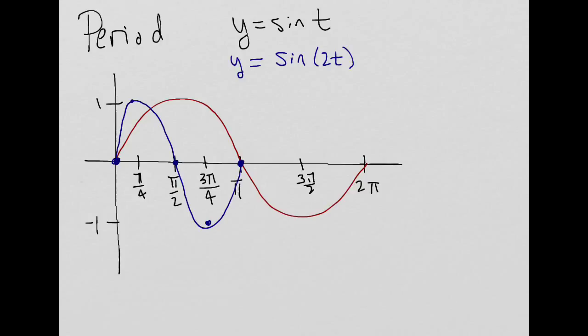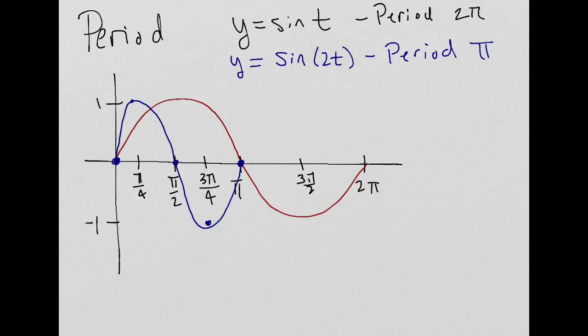And so the period, previously, we started with a period of 2 pi, but after multiplying, we're left with a period of pi. We were able to shorten the period by multiplying the variable by a coefficient.